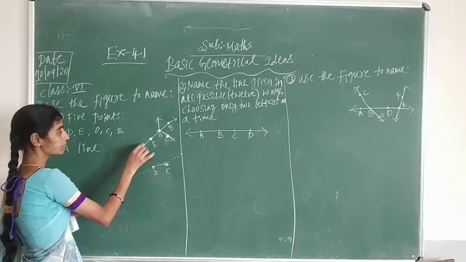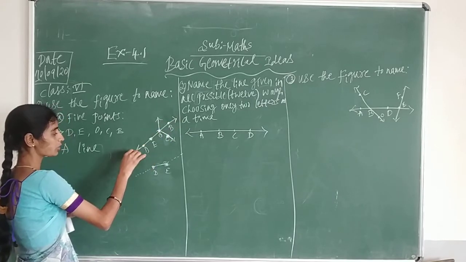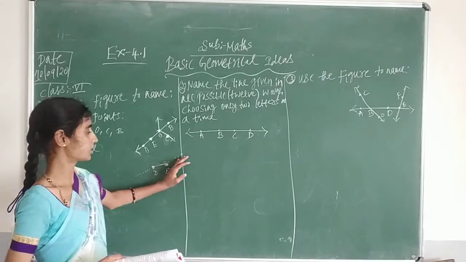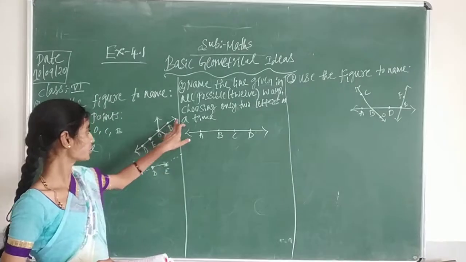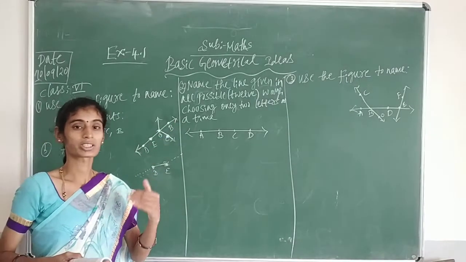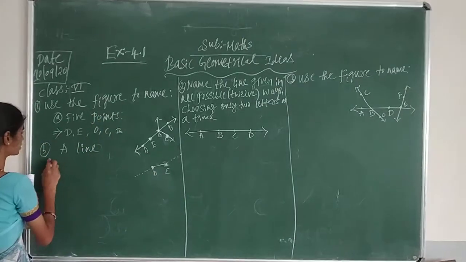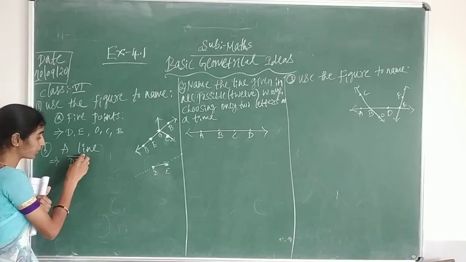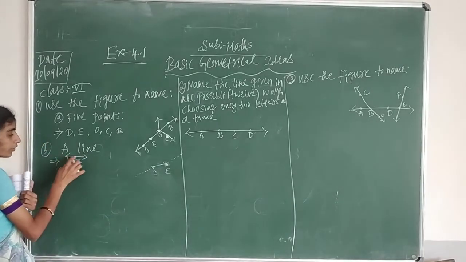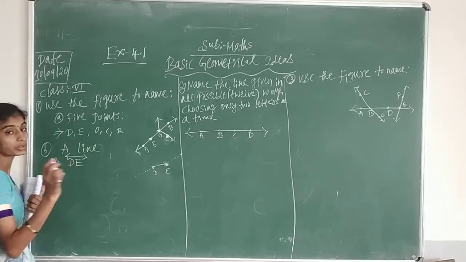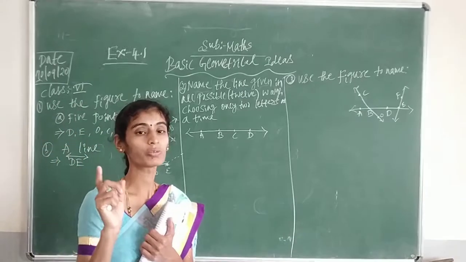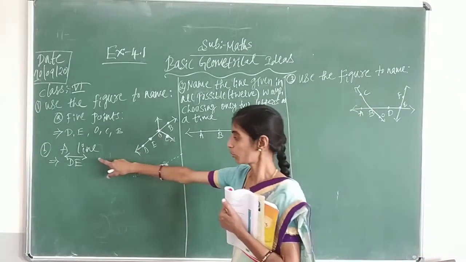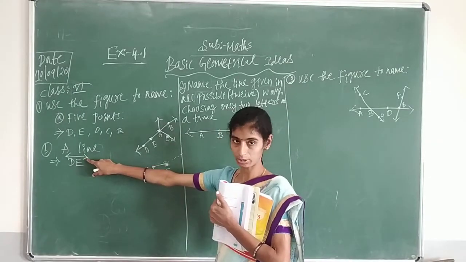Or you can see this is one line and these arrows indicate that the line still extends. So these arrows indicate that the line is going to extend further. So first you can write DE as one line, and a line is represented by this symbol, children. One line and 2 arrows is the symbol of a line. Whenever you want to write about a line, you have to specifically mention this symbol.